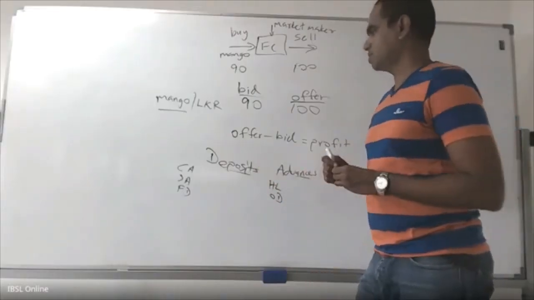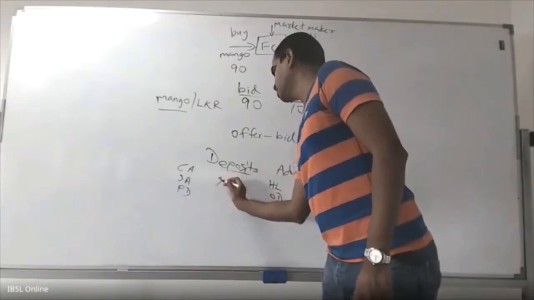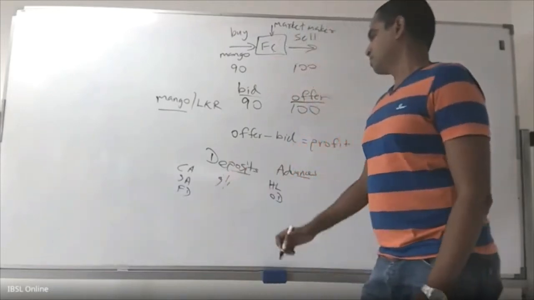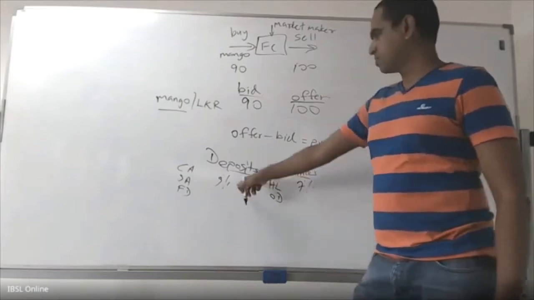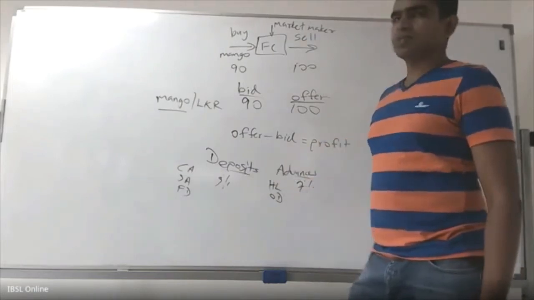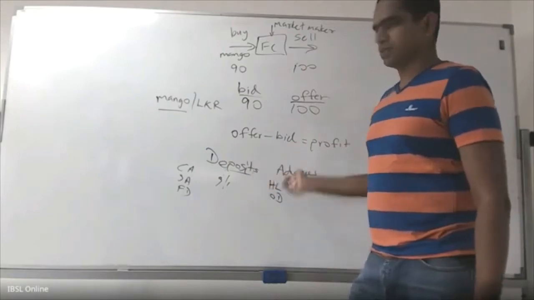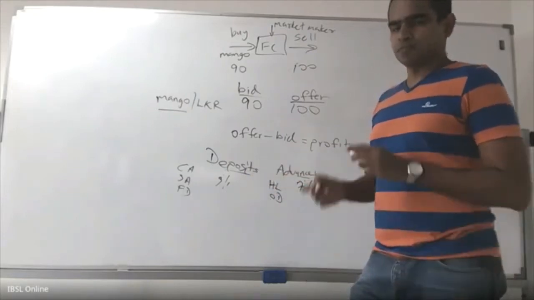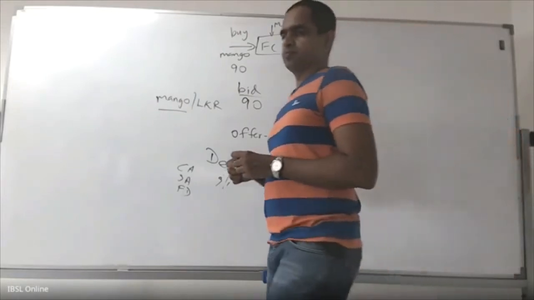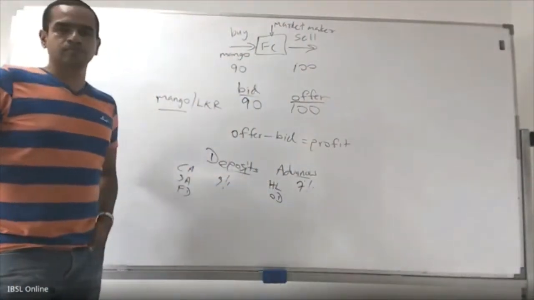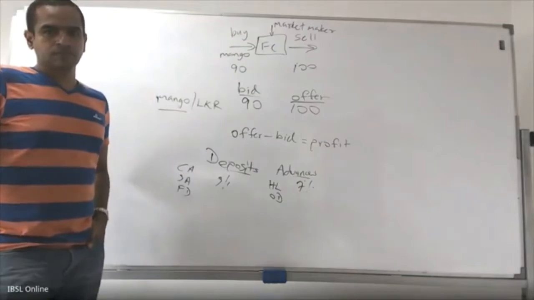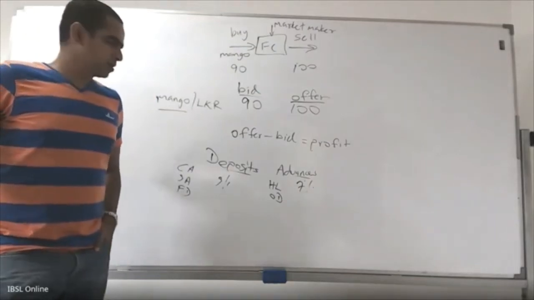So you take deposits, maybe your savings account rate is 3%, and your housing loan rate is 7%. Right? So you take deposits at 3%, and you lend it out at 7%. So that's bid and offer. Clear?